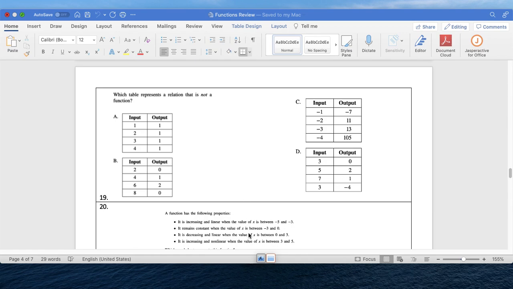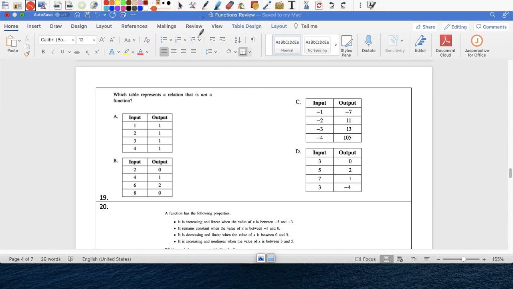Which one is not a function? Well, this looks okay. B, 2 to 0, 4 to 1, that's okay. We don't have repeating inputs, so look for one that has repeating inputs. -1, that's okay. This one has a repeating input, because you see 3 twice here and here. So when you plug in 3, you get 0, but when you plug in 3, you also get -4. So this is the one that's not a function.